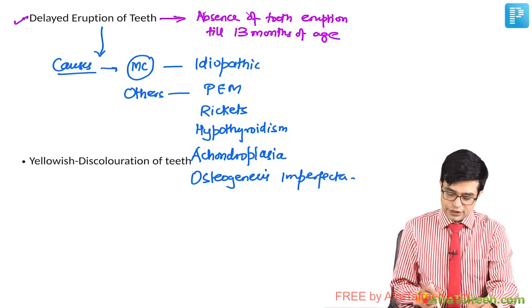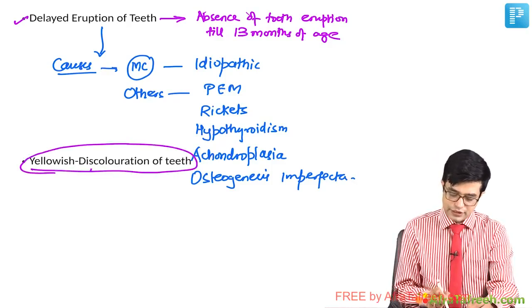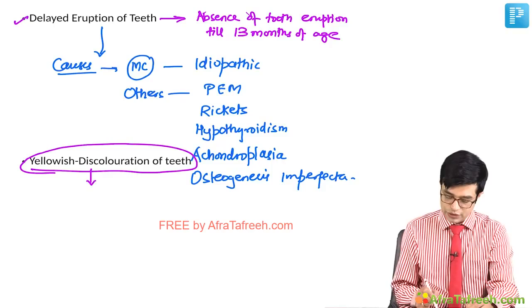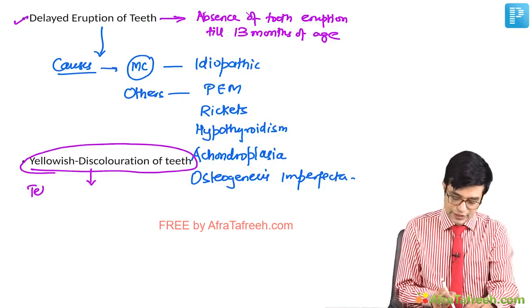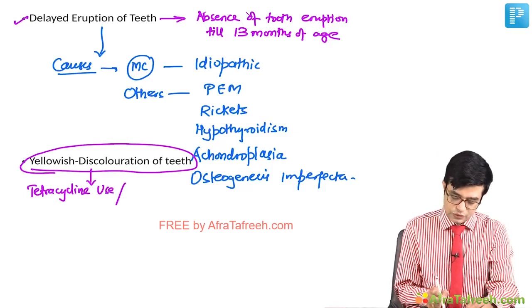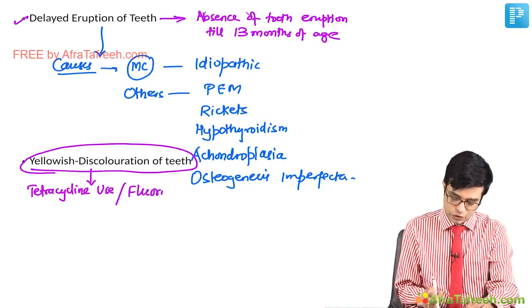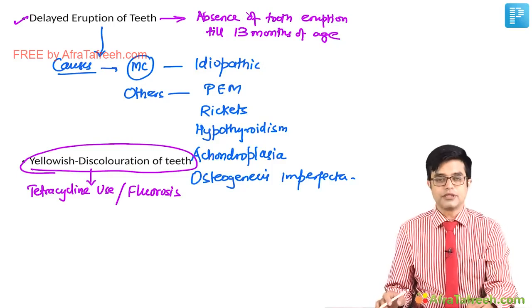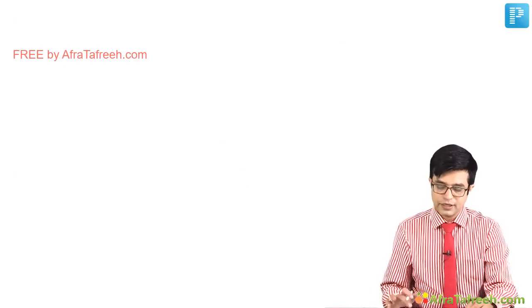Then there is a thing called as yellowish discoloration of teeth. Yellowish discoloration of teeth can occur in two scenarios. It can occur due to tetracycline use in children, or it can occur due to fluorosis. Sometimes fluorosis can also produce yellowish discoloration of teeth in case of children.